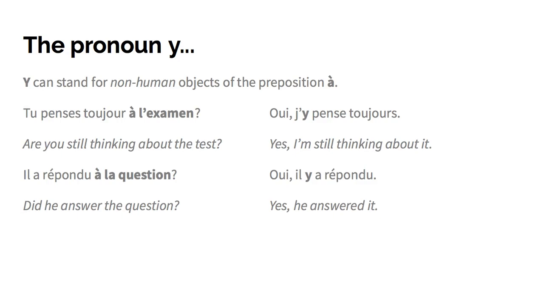It can also stand for non-human objects. Like I said before, with lui and leur, à plus a person or à plus people has to be a living, breathing thing. So this can also replace non-human objects. For example, tu penses toujours à l'examen? Oui, j'y pense toujours. I think about it a lot. So it can replace things that are not human with the à there.